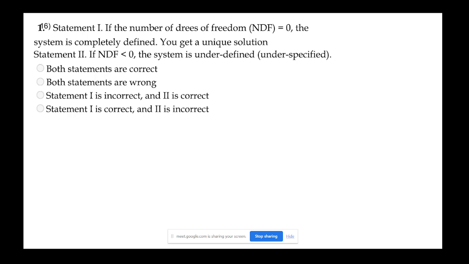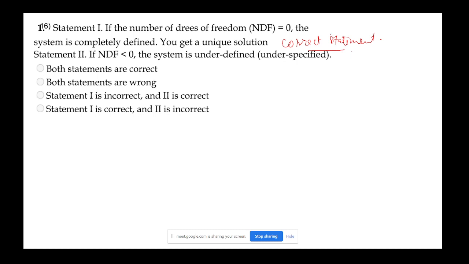Next question is if you need to say whether the statements are correct or not. So let's read out the statements. First statement is, if the number of degrees of freedom NDF is equal to 0, then the system is completely defined and you get a unique solution. This statement we have discussed many a time, and this is a correct statement. So first is correct, obviously.